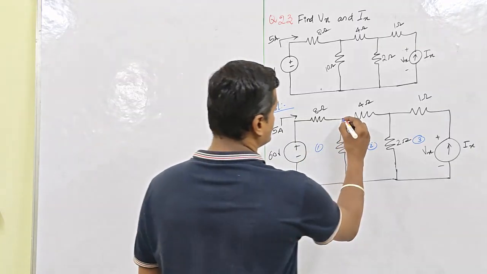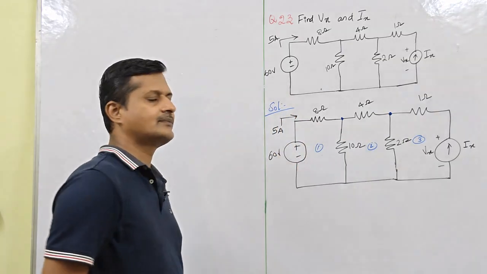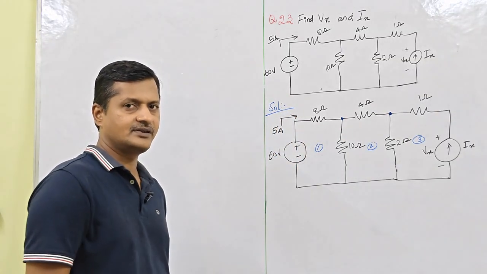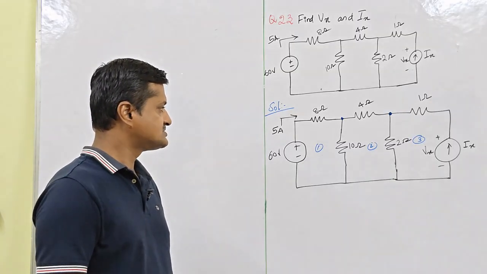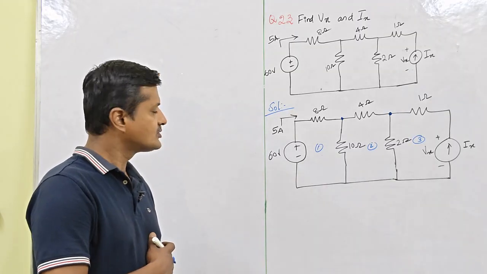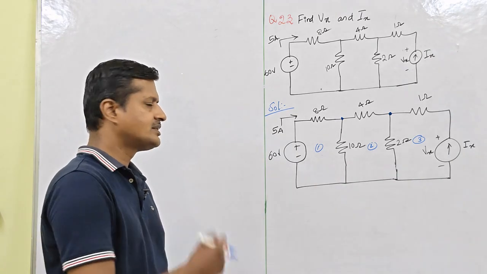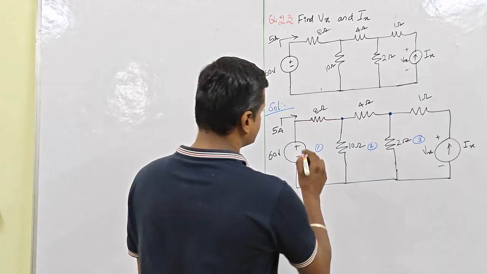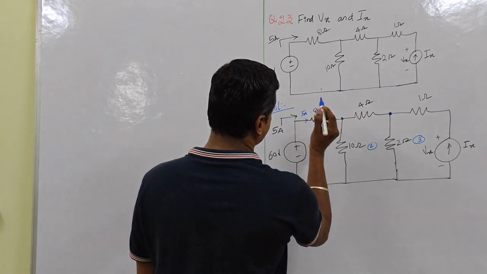nodes. This is a node, this is a node, there are 2 nodes. Then at the nodes we apply Kirchhoff's current law to find the value of Vx, right? So first we are applying KVL in loop 1. So what is the current? What is the current flowing through this, sir? 5 amps. The current flowing through this is 5 amps.